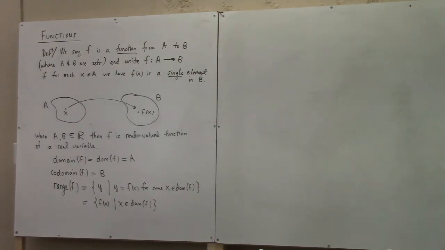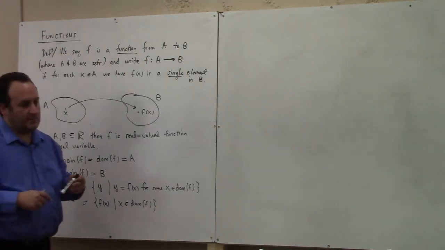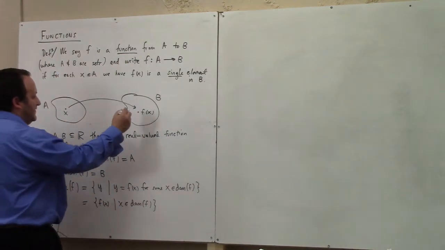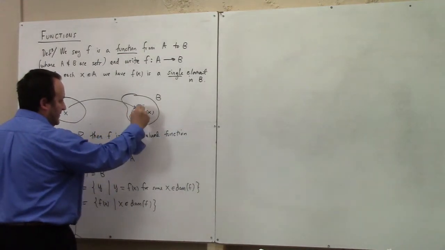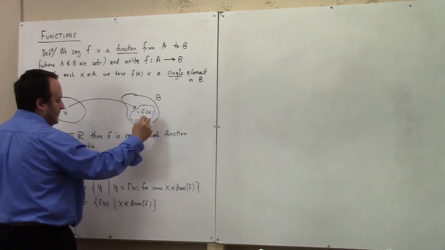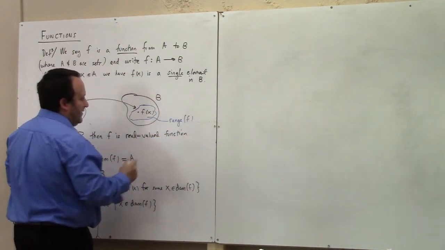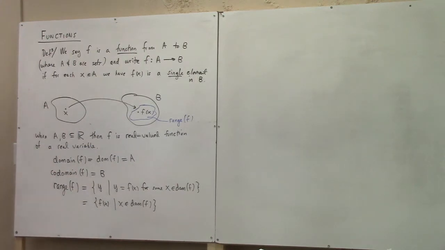The domain is the set of possible inputs. The range is the set of outputs which are actually attained. In contrast, the codomain is the universe in which the outputs go. So in terms of a picture, the range could be smaller than B. The range might only be this part of it or something. So the range of the function can be a proper subset of the codomain.